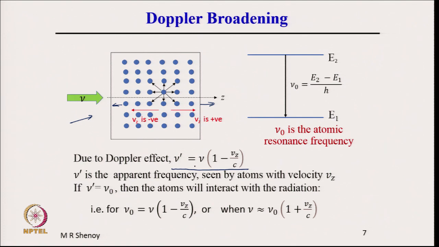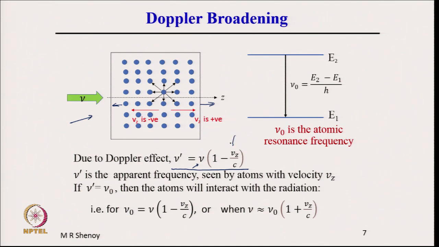An incoming frequency nu is seen differently depending on the atom's motion. For example, if Vz is negative, which means an atom is moving towards the radiation, in this direction Vz is negative, and the Z forward direction is positive. So, if an atom is moving in this direction, then Vz is negative, and therefore, an atom moving towards the incoming radiation will see it as a higher frequency. Therefore, we can write nu dash is equal to nu into 1 minus Vz by C.